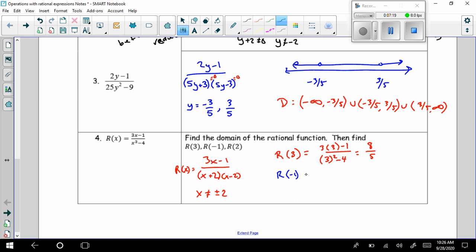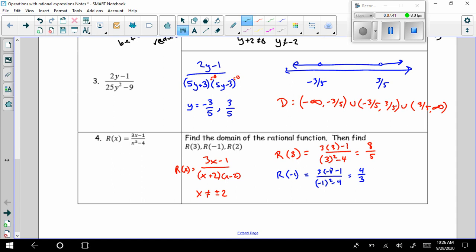So negative 1, we plug in as well. 3 times negative 1 minus 1 over negative 1 squared, which is 1, minus 4. So we get negative 4 over negative 3, which reduces to 4 over 3.